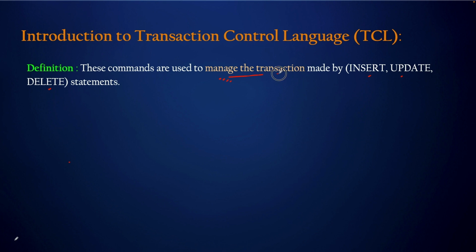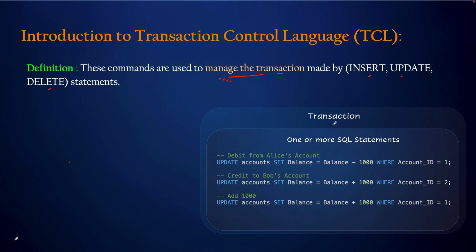Now let's study what is transaction. A transaction can have one or more SQL statements. So this is our transaction and it has three different SQL statements. We have three different update statements here. So this is our transaction, and transaction has to follow certain characteristics or it has some properties.